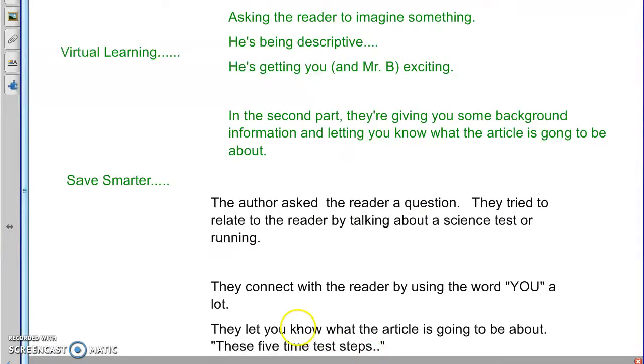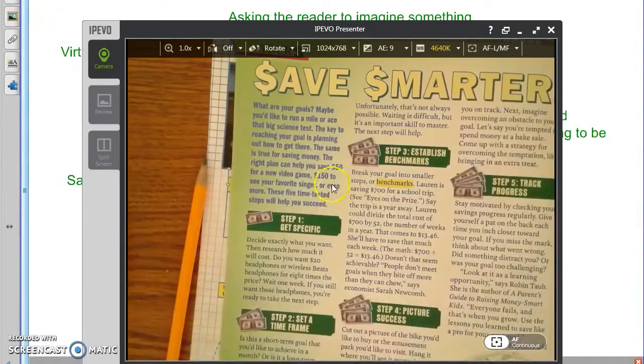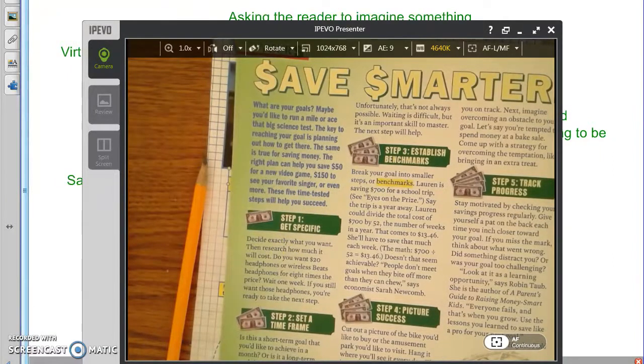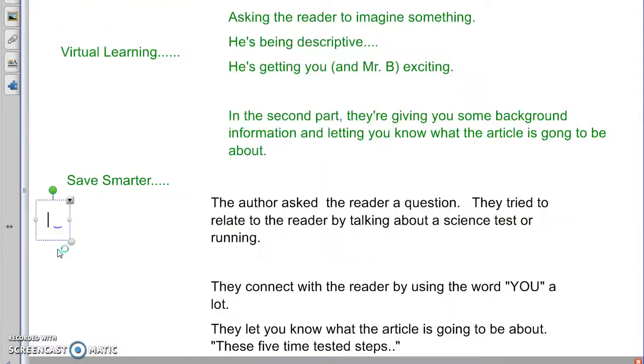And finally, they let you know what the article is going to be about. These 5 time-tested steps. That was the last sentence of their introduction. These 5 time-tested steps will help you succeed. That lets you know what the article is going to be about. You can see that on this page, step 1, step 2, that's what the whole nonfiction article is all about. All right. So what strategies can you take away from this, right?